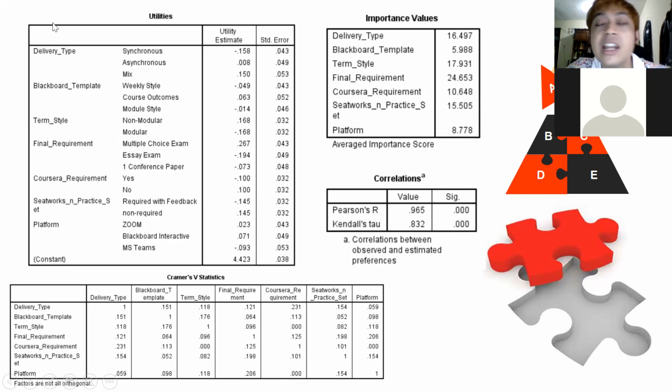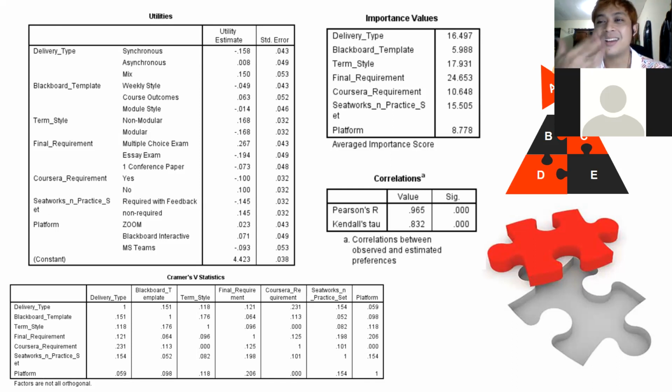Okay, then the third one is actually the delivery type. Diba? The third one, yeah, the delivery type. They like mix, but it's very surprising. They like asynchronous more than synchronous. So synchronous, they don't like it. So I'm like, okay, now I know why some students don't like my class, because my class is very synchronous, like this one.